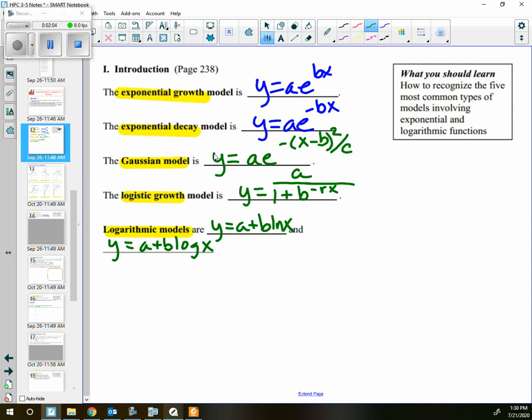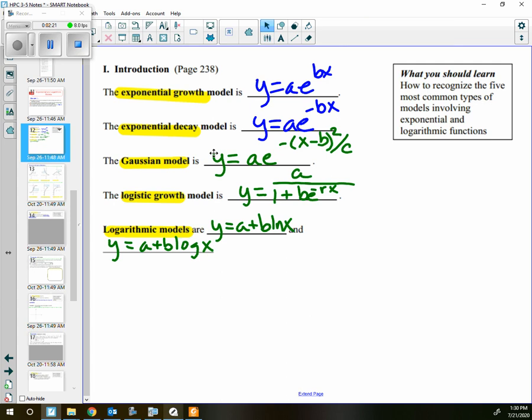Oh my goodness, I forgot to write the e to the. So be careful. Take a look back. I apologize. For logistic, I'm just having trouble writing that one for some reason. A over 1 plus b e to the negative rx.